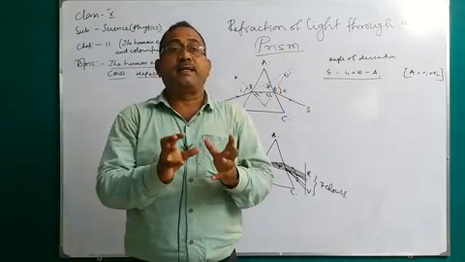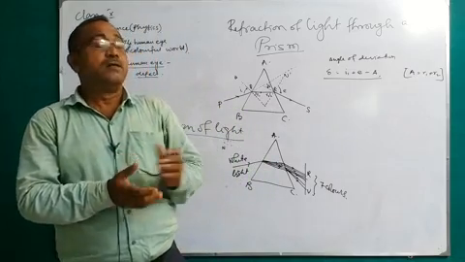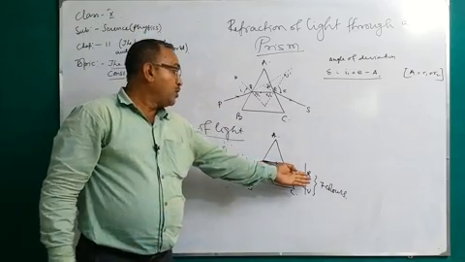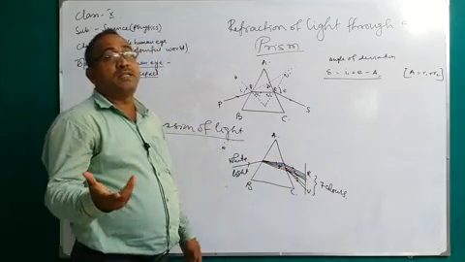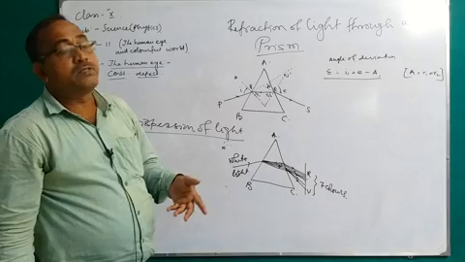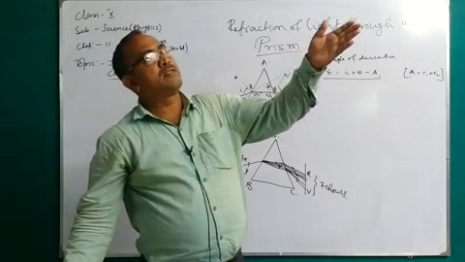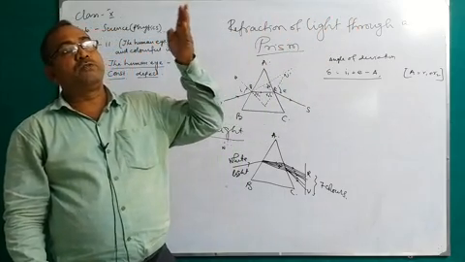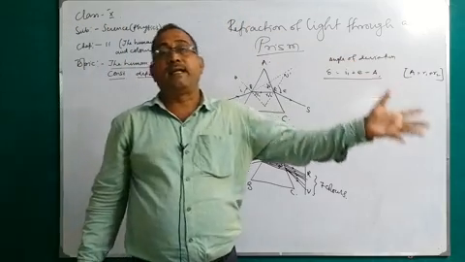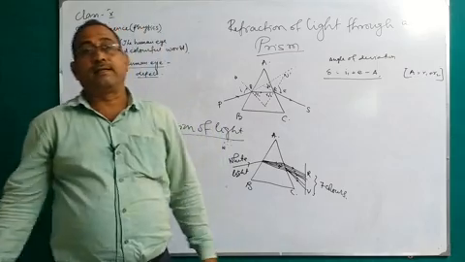Next is the red color. Red color has more wavelength, so the scattering power will be less. So we see far distances clearly. So we use red color for danger purposes, not violet or other colors.